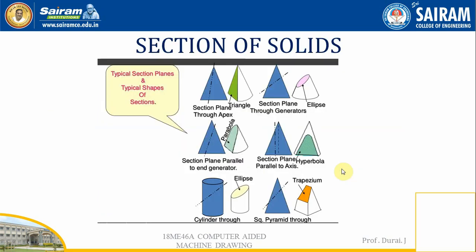Then see here, you can show some other things. With the section plane through the apex you get this shape. Exactly in the middle we get a triangular shape, so it is cut exactly here. And this one is an ellipse shape.